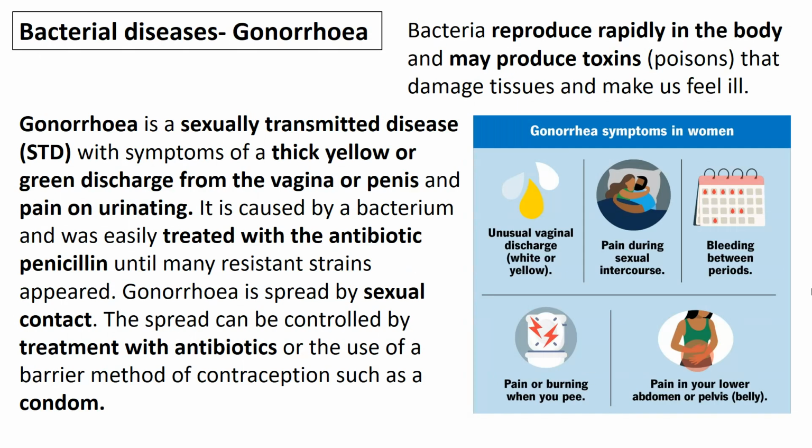Again, gonorrhea reproduces rapidly inside the body and produces toxins. It is actually a sexually transmitted disease with symptoms of thick yellow or green discharge from the vagina or penis and pain on urinating. It's caused by a bacterium which was easily treated with penicillin. However, gonorrhea then became resistant to penicillin, and now you need to use different antibiotics in order to treat it. Gonorrhea is spread by sexual contact, and the spread can be controlled by treatment with the right kind of antibiotic, and you can use barrier methods like condoms just to prevent the spread of the disease.